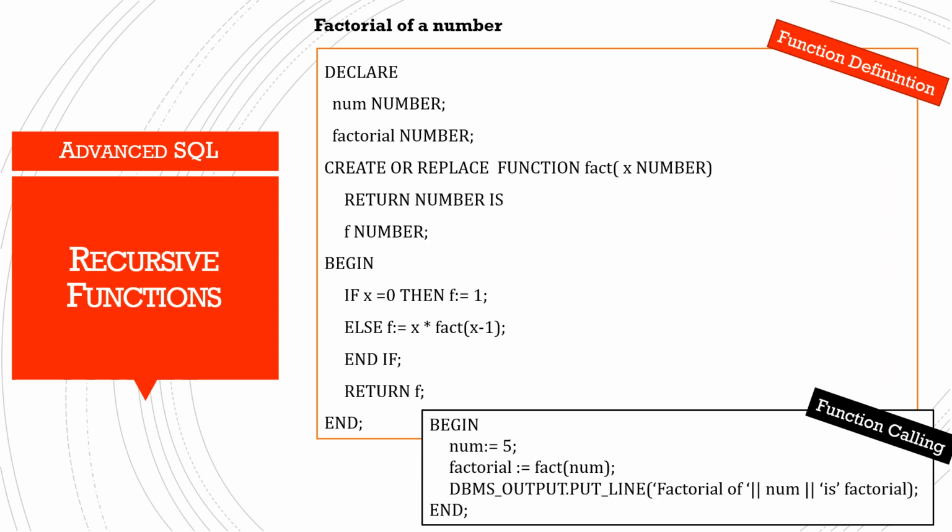Now let us discuss recursive functions. Recursive functions are nothing but functions that call themselves. So we are going to find out the factorial of a number. The function name is fact, and we are passing that number as the parameter to the function fact. The return type is number, and we are declaring a variable f. Then in the executable section, we are checking whether the value of x is equal to 0. If so, f is equal to 1. Else f is equal to x into factorial of x minus 1.